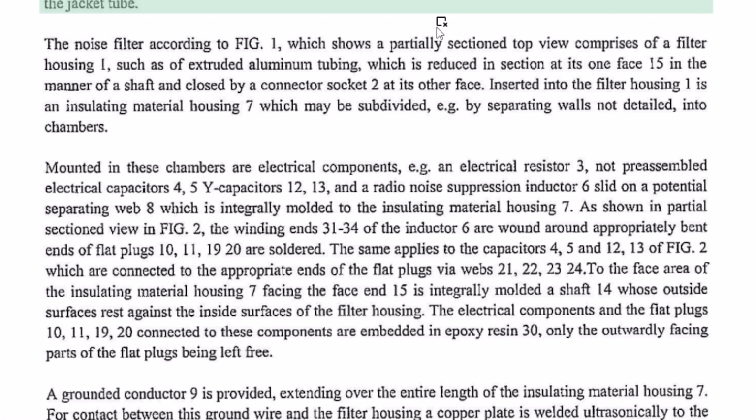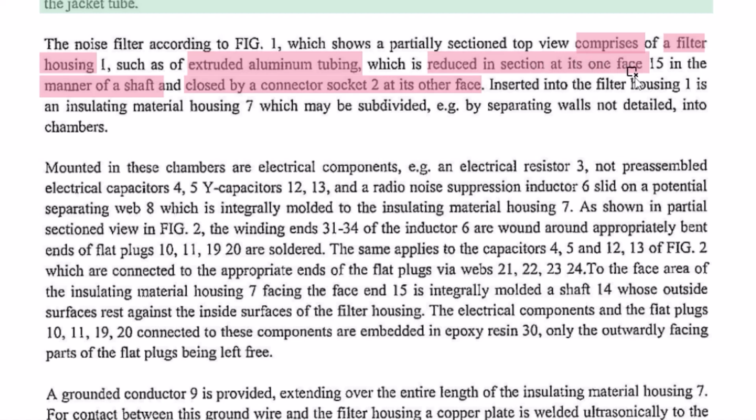So the electrical noise filter, see, it says, comprises a filter housing, which is an extruded aluminum tubing, which is again reduced in section at its one face in the manner of a shaft and is closed by a connector socket at its other face. This is the first part of our summary, as in the first element of our filter section.